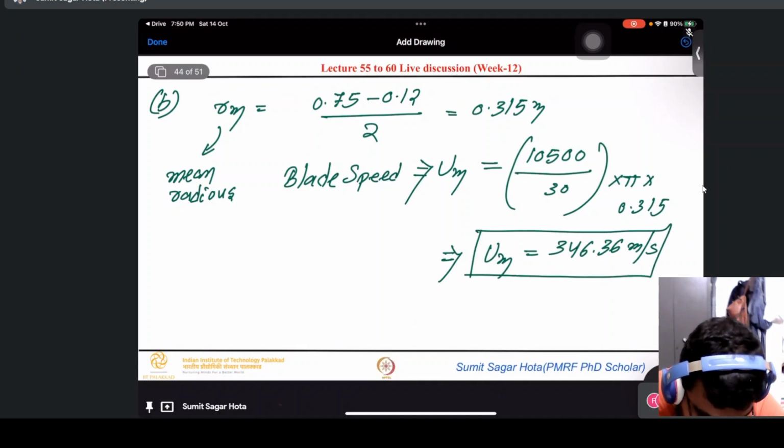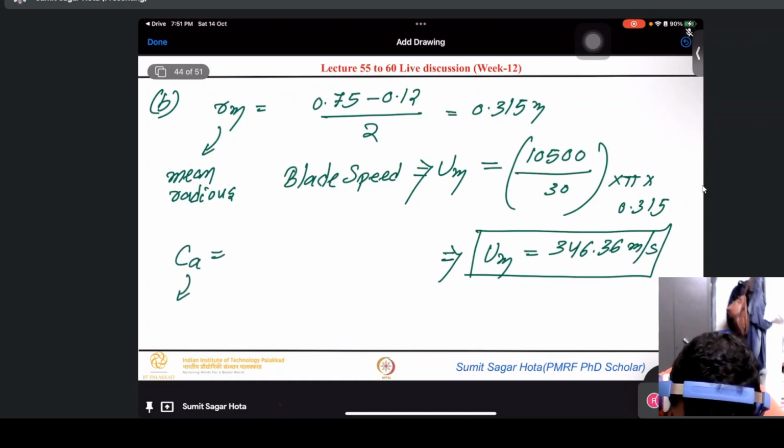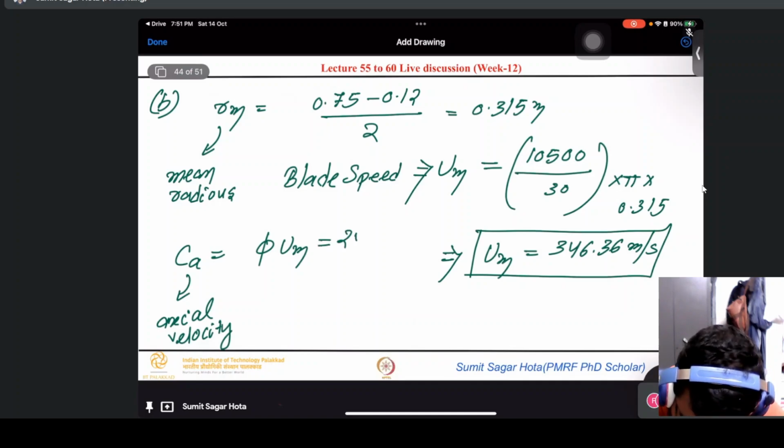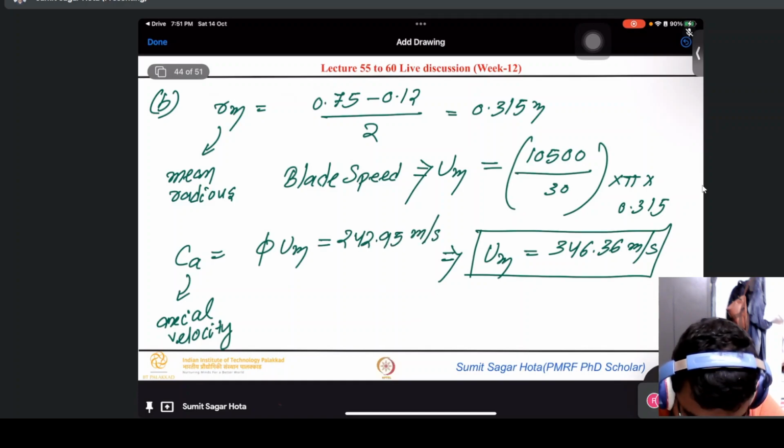What is axial velocity Ca? So Ca is equal to what? It's the axial velocity. Ca equal to phi into Um. Solve it, we get 242.95 meter per second.